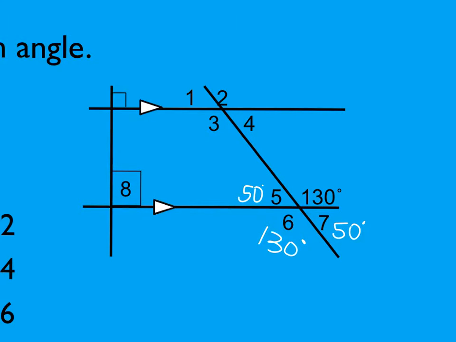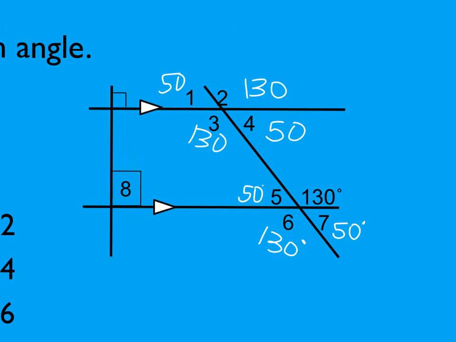Are you with me? So 1 would be what? 50, because it matches 5. 2 would be 130. 3 would be, and 4 would be. So I only need one angle measurement and I can get all 8 if they are parallel lines.